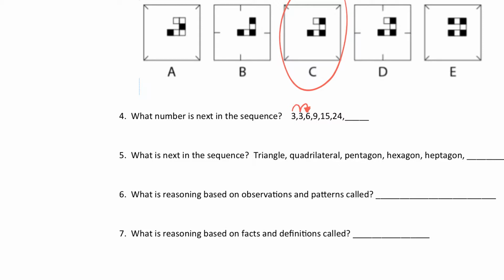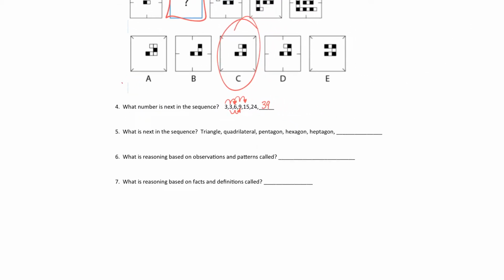3 plus 3 is 6. 3 plus 6 is 9. 6 plus 9 is 15. And so anyways, 15 plus 24 would be 39. Okay, what would be next in this sequence? Triangle, quadrilateral, pentagon, hexagon, heptagon, octagon.